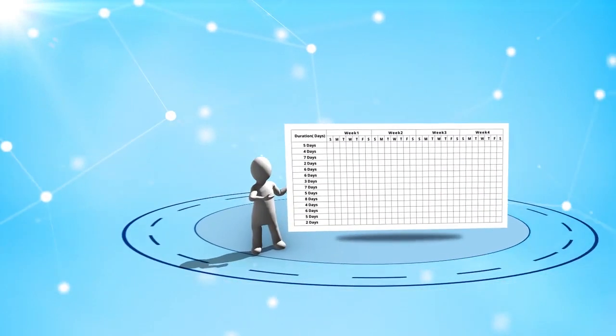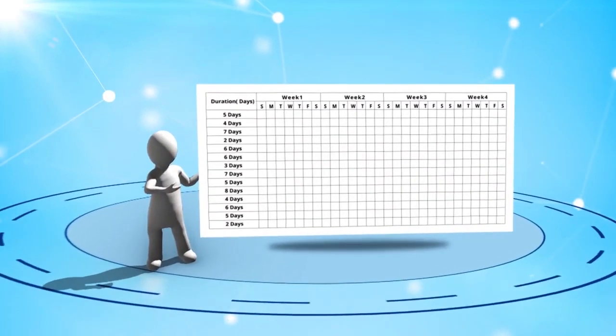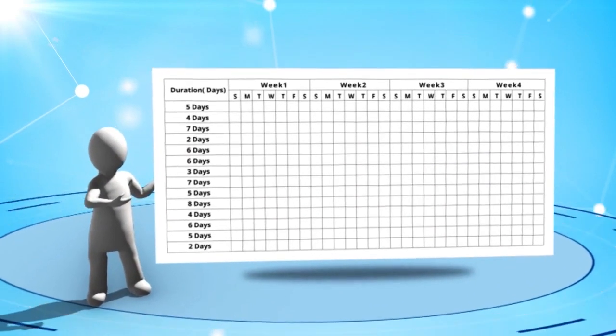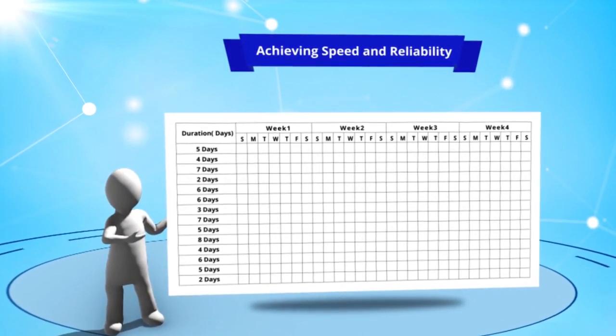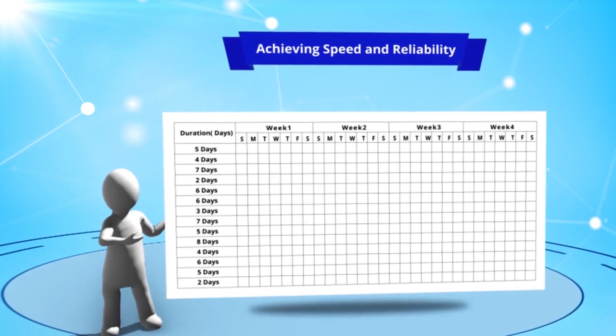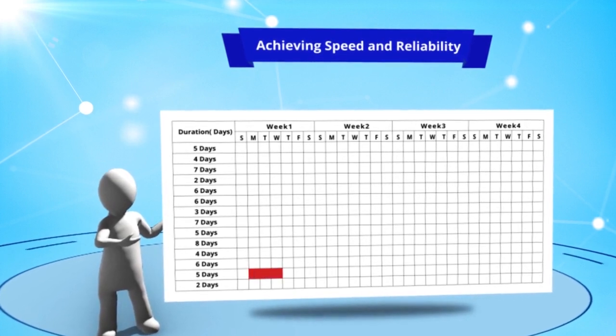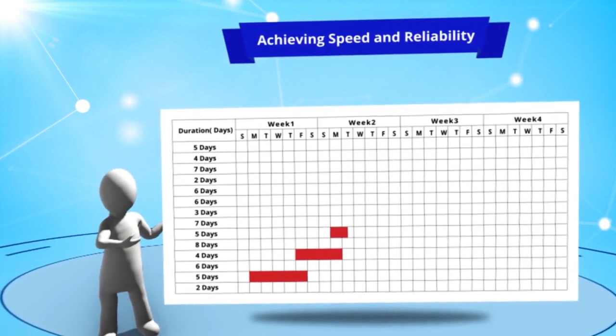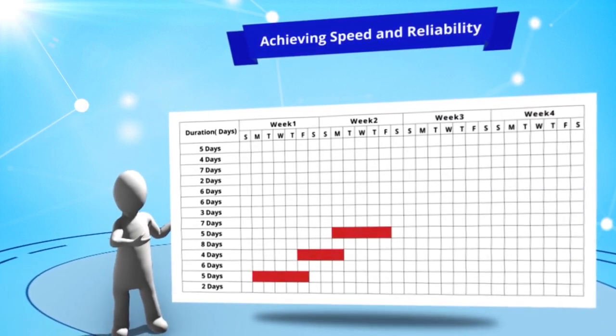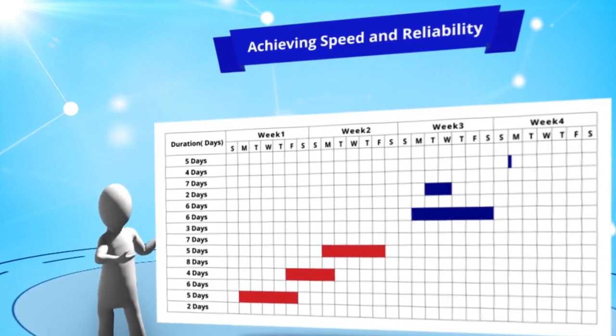There are a number of challenges associated with creating a schedule for your project. One of those challenges is achieving speed and reliability. So in order to achieve both speed and reliability, we want to make sure that we have a schedule that doesn't give us too much time to execute and implement tasks, but at the same time doesn't squeeze us into too little time to execute or implement those tasks.